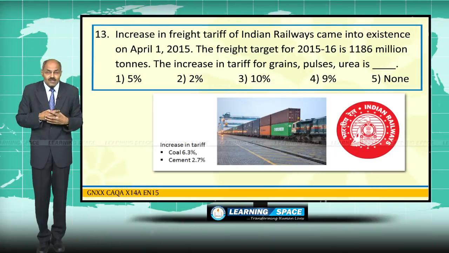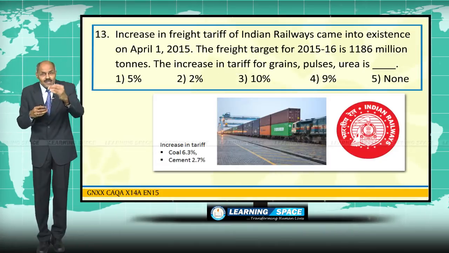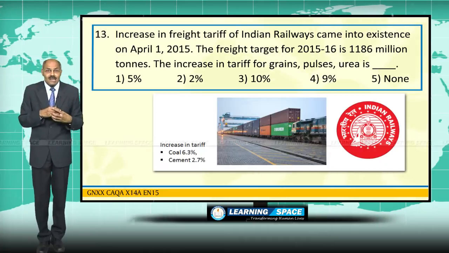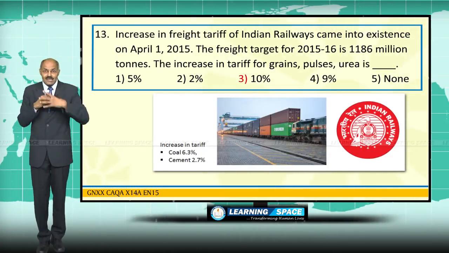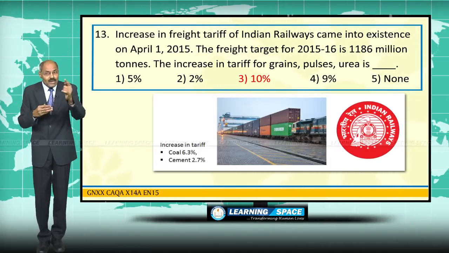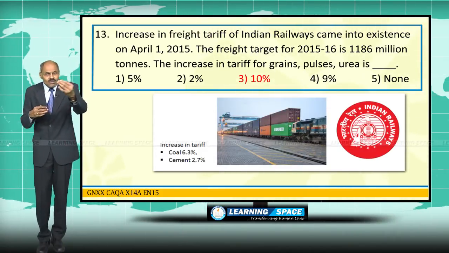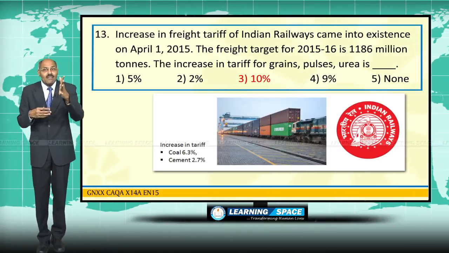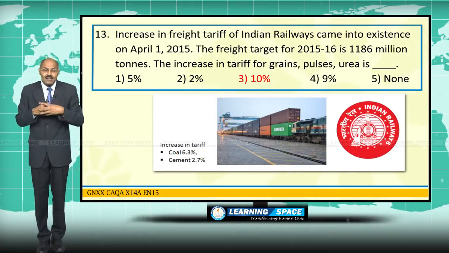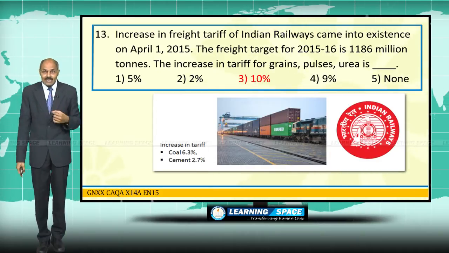They were not touched in the budget, but some freight rates were increased. As per the budget documents, the tariff increase for grains, pulses and urea is 10%, and they came into existence from 1st April 2015. Please remember, the freight target for 2015-16 is 1186 million tons. Please don't forget this figure. The freight target of Indian Railways for the year 2015-16 is 1186 million tons.